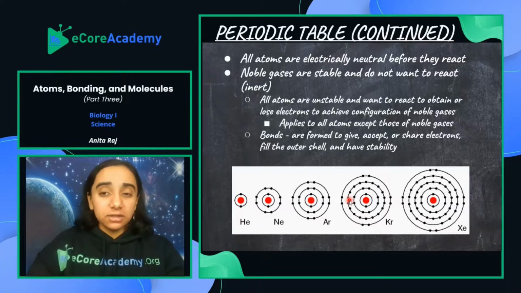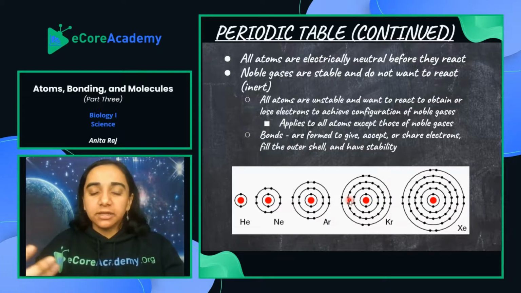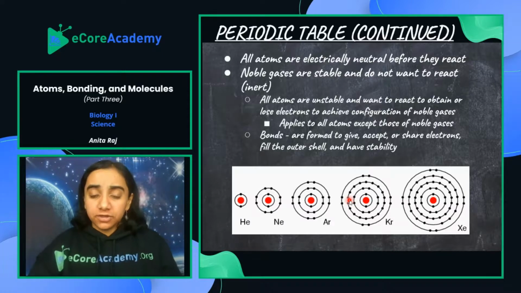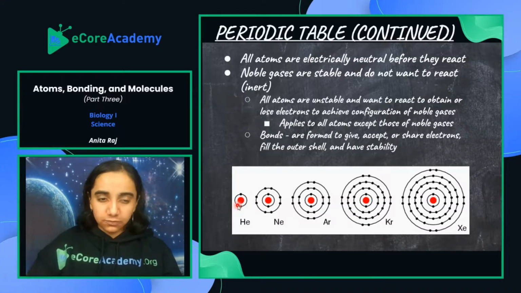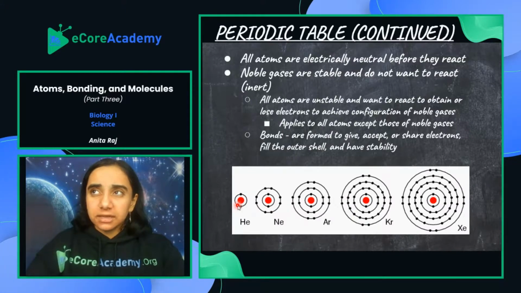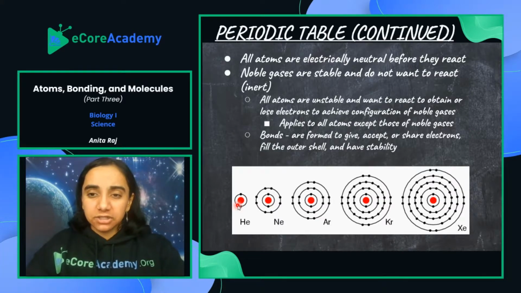So all atoms are unstable and want to react to obtain or lose electrons to get in the configuration of noble gases, like we said before. For example, hydrogen has 1 electron in its outermost shell. It'll want to gain another electron so that it can have the same configuration as helium, which has 2 electrons in its outermost shell, and it's stable. So that's an example. For another example, chlorine, like you saw on 2 slides ago, has 7 electrons in its outermost shell. It wants to gain 1 more so it can have 8, and it's really looking for that last electron to fill its shell.